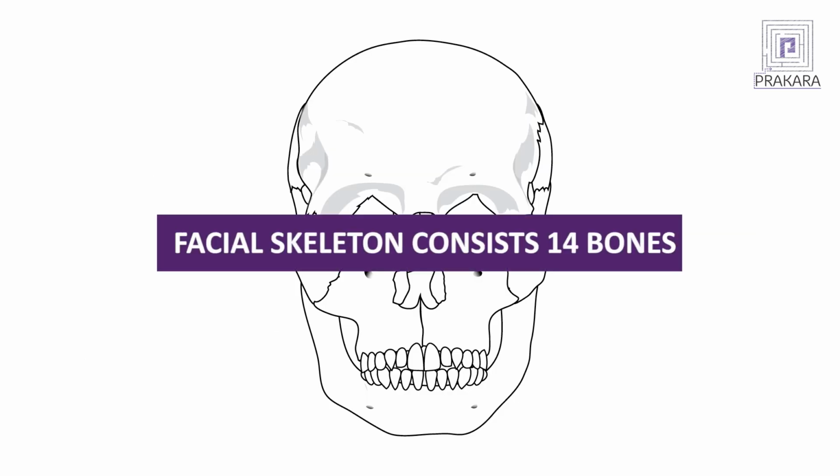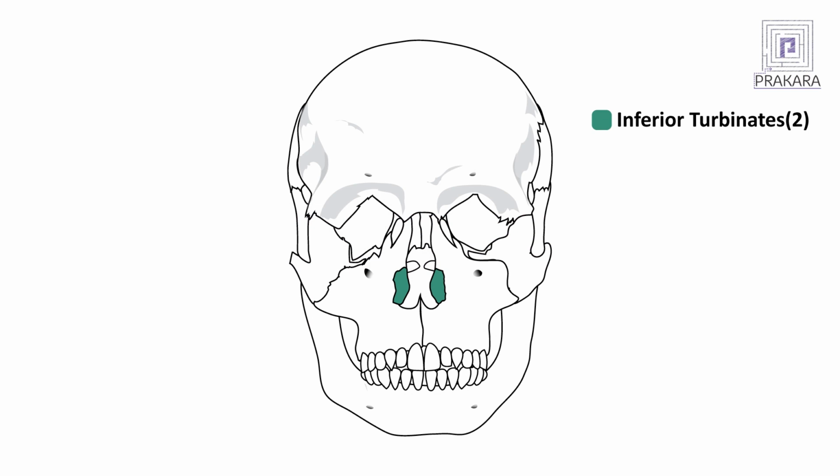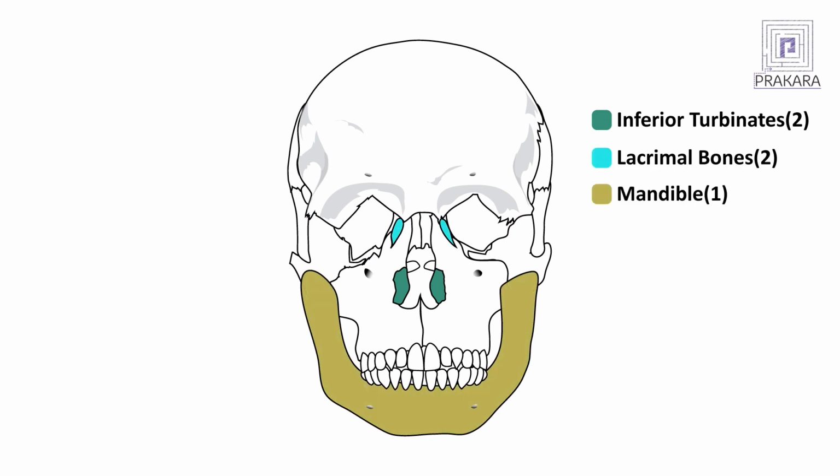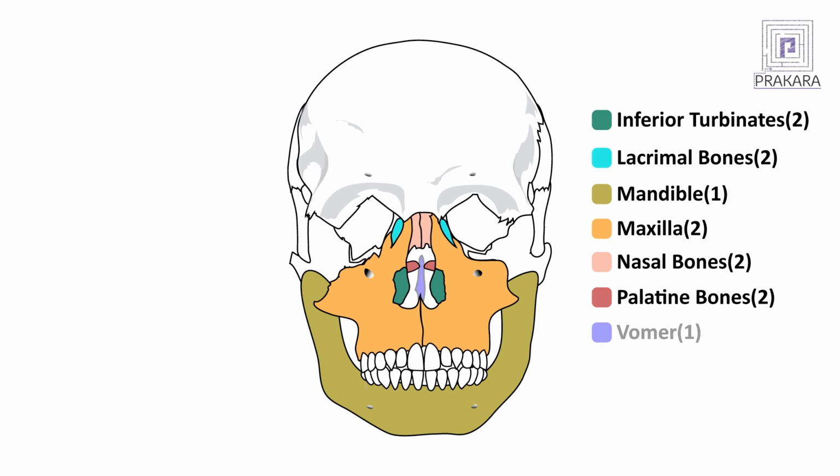The facial part of the skull consists of 14 bones. They are 2 inferior turbinates, 2 lacrimal bones, the 1 mandible, 2 maxillae, 2 nasal bones, 2 palatine bones, 1 vomer bone, and 2 zygomatic bones.